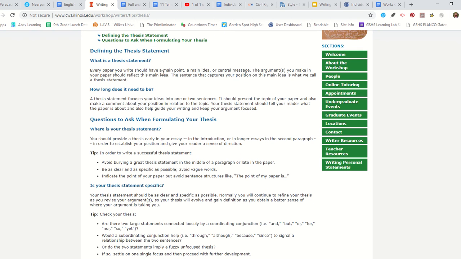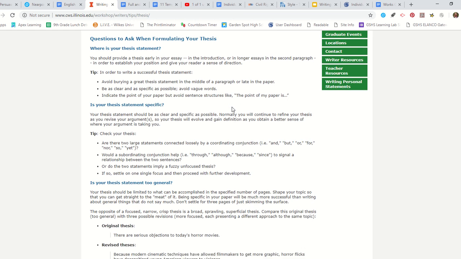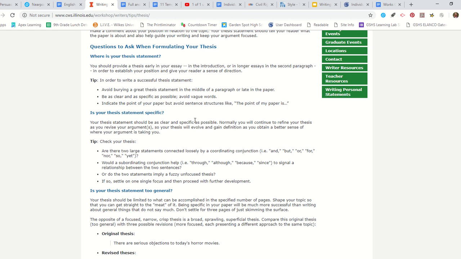Alright, so your main point, your central message, the sentence captures your position on the main idea. So your thesis is typically 1 or 2 sentences, usually 1. It tells the reader your main point and keeps your paper organized. So you need to say it in your thesis. Not in your thesis, in your introduction.